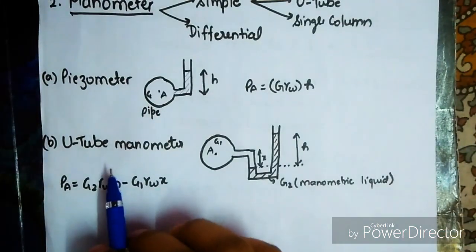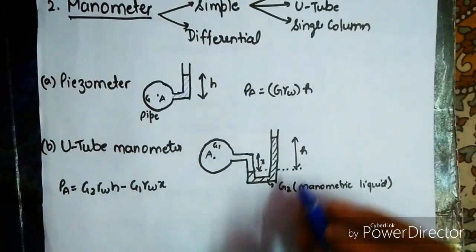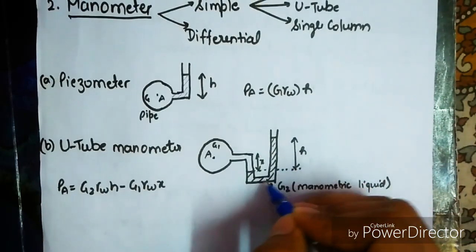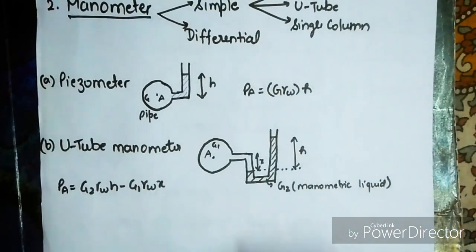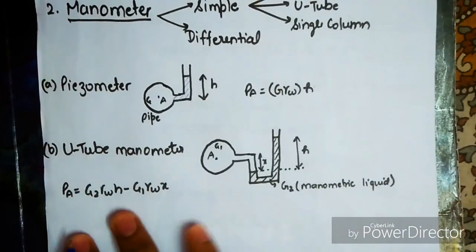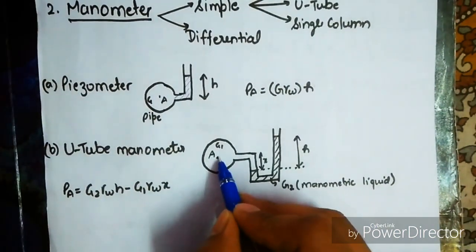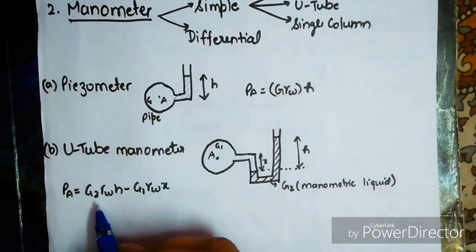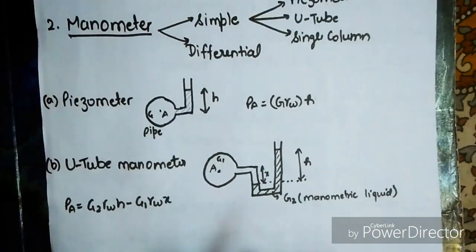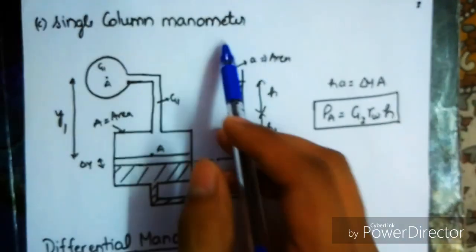Okay, in the case of the U-tube manometer, we are having a U-tube like this and a different liquid is filled in this portion. This has specific gravity G2, that is the manometric liquid. Then if we have to find out the pressure in this pipeline, we can find it out like this: G2 gamma W h minus G1 gamma W x. Okay, next is our single column manometer.